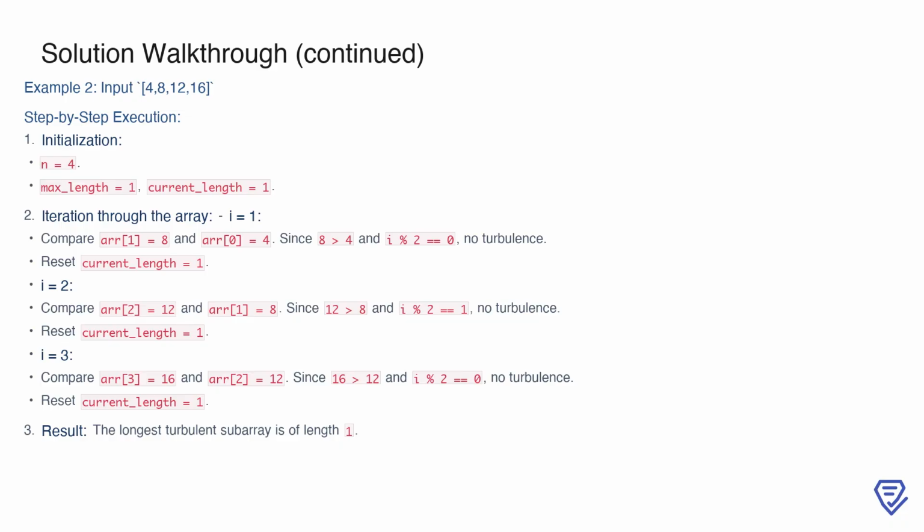At i equals 2, we compare arr[2] equals 12 with arr[1] equals 8. Since 12 > 8 and the index i is odd, there is still no turbulence, and we reset current_length to 1 again. Finally, at i equals 3, we compare arr[3] equals 16 with arr[2] equals 12. Since 16 > 12 and the index i is even, there is no turbulence here either, and current_length remains 1. As a result, the longest turbulent subarray in this case is of length 1.